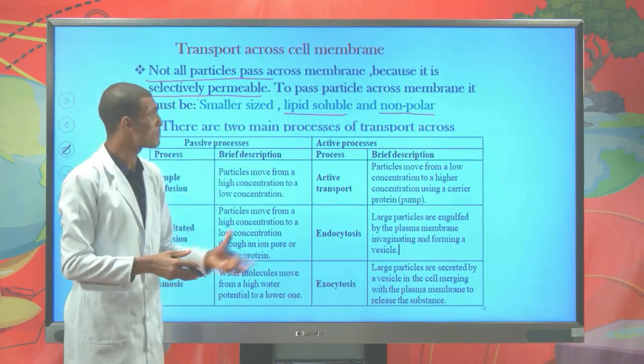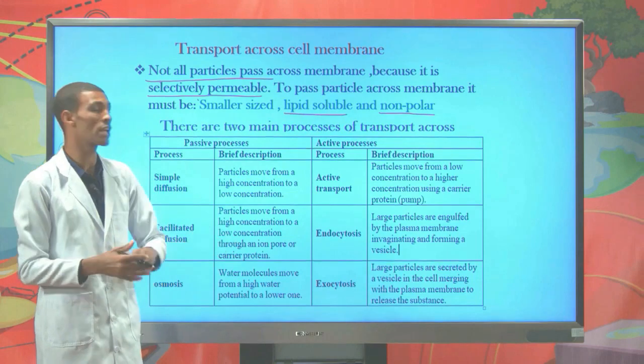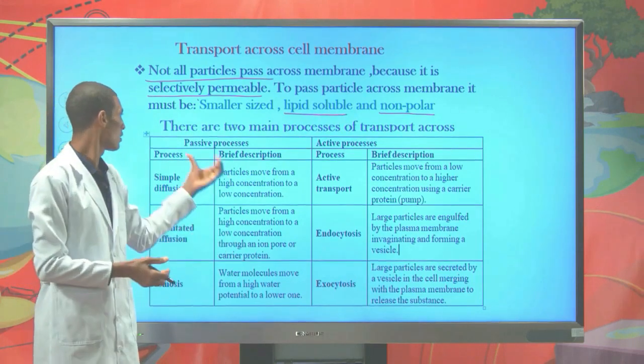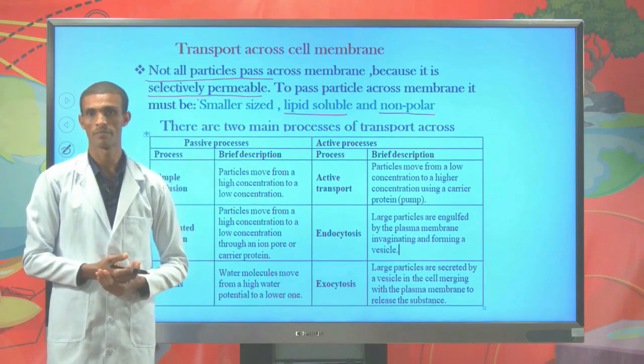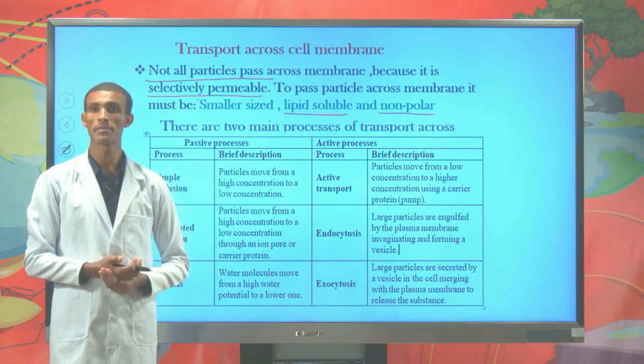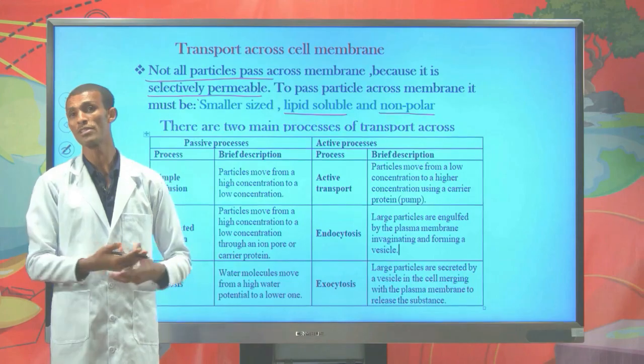The two main processes by which substances cross the plasma membrane are passive transport and active transport. Student, do you know what the difference between these two processes is?